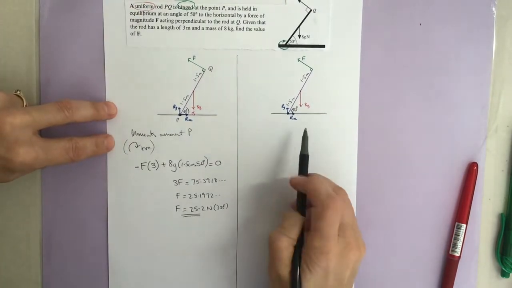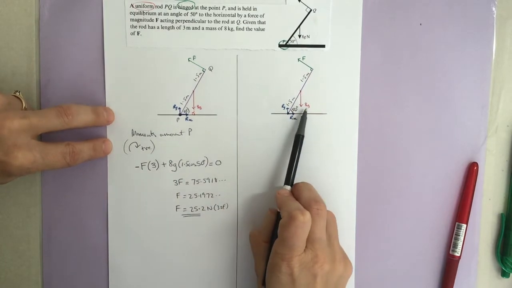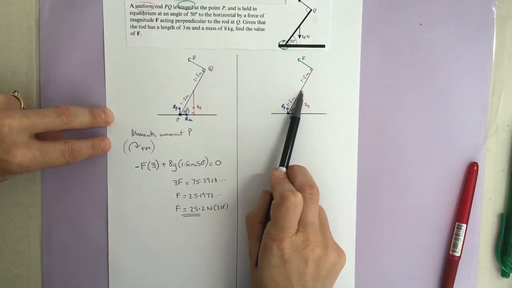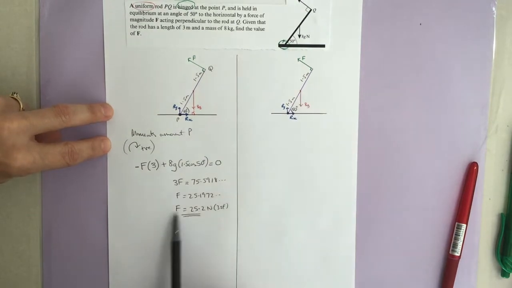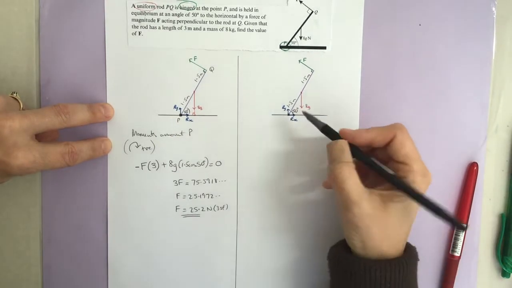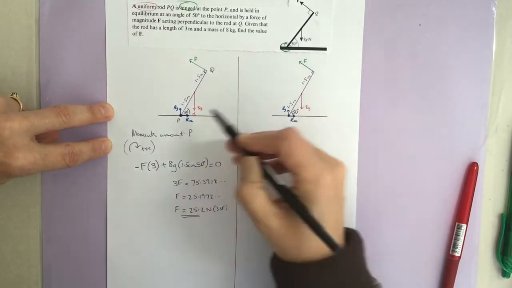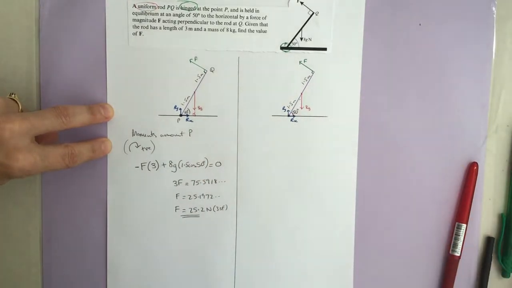Now for method 2, so method 1 was finding the components of the distance. In this one, I'm going to find components of this force parallel and perpendicular to the rod, and then hopefully I'll get the same answer as this. So let's have a look at this 8g. If this angle is 50, thinking about this triangle that we drew here, this angle would be 40.